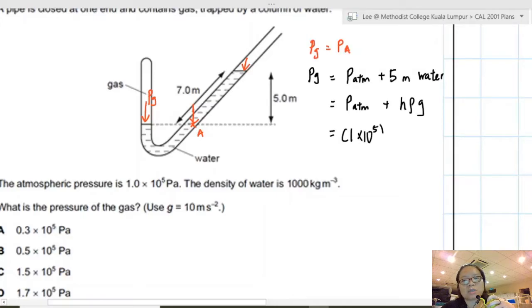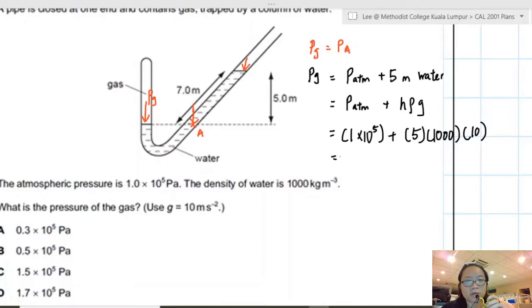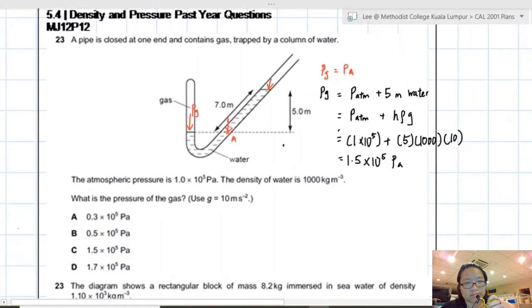Okay, so 5 meter of water can be converted to Pascal just by substituting 5 and the density of water times 9.81. They ask you to use 10 here. Atmospheric pressure is 1 times 10 to the power of 5. So h rho g, 5 meter of water, can be converted to Pascal. Just put 5 and the density of water.